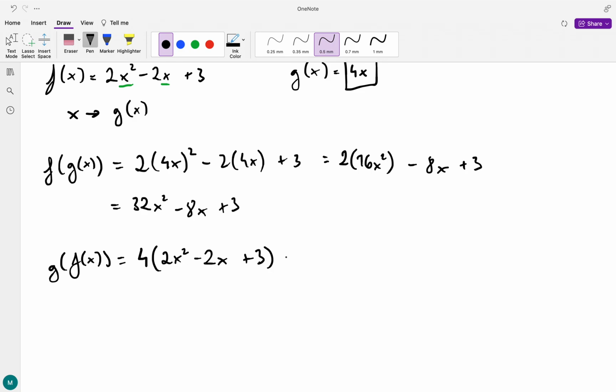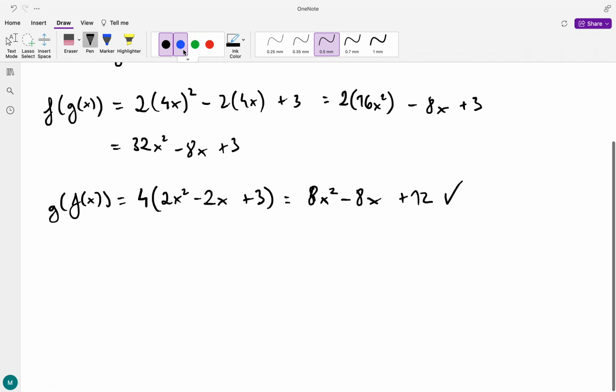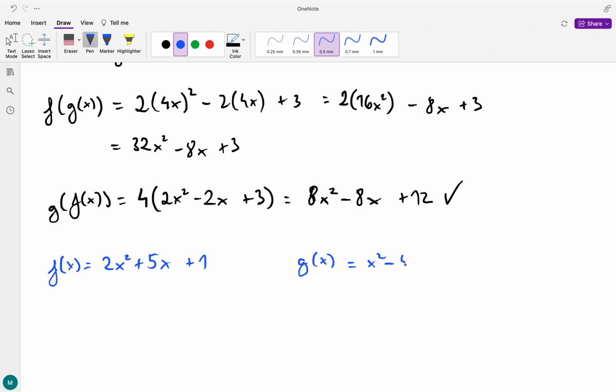And all we have to do is multiply every single term of f of x by 4. So it's 8x squared minus 8x plus 12. Beautiful. Now on the next one, let's consider something slightly more difficult. Let's say that our f of x is 2x squared plus 5x plus 1, and our g of x is equal to x squared minus 5.